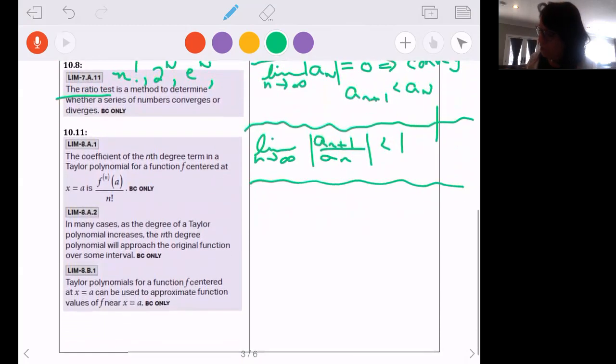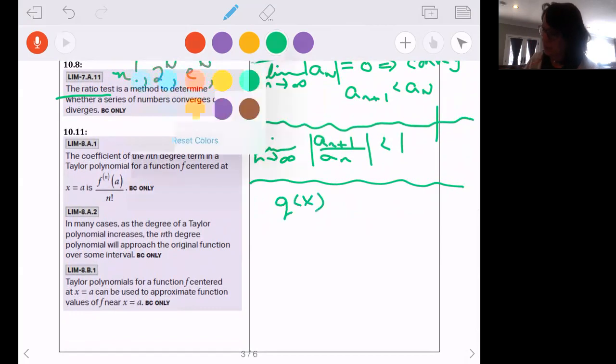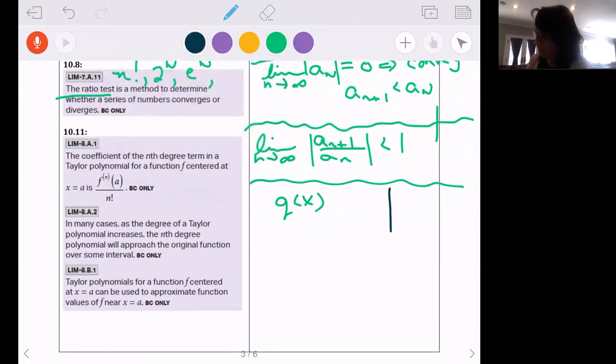So for our Taylor polynomial, remember we have some function. We usually called it f of x, but they can call it anything they want. Maybe they'll call it q of x, some function that's being approximated by a Taylor polynomial of nth degree. So remember, q of x is some function. Who knows? Let me go like that. Maybe even like that.